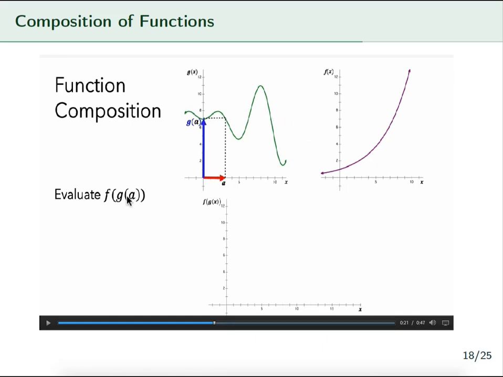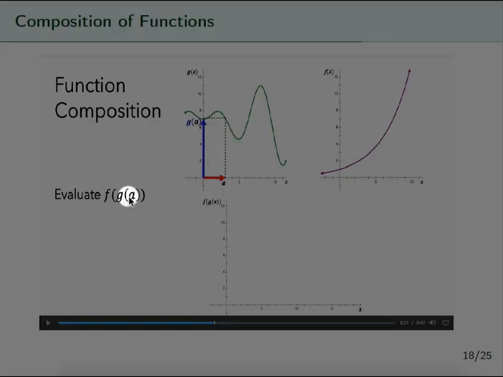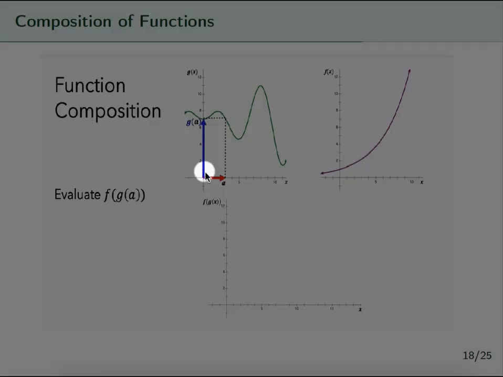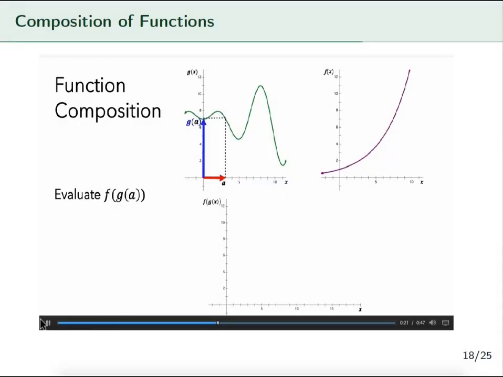So let me go back to this symbol right here. We're evaluating g of a, which we got as the blue segment. Now this blue segment, which represents the output quantity when the input is a for g, we're going to plug in right here. So g of a will be the input, and it yields f of g of a. So this purple arrow represents f of g of a.